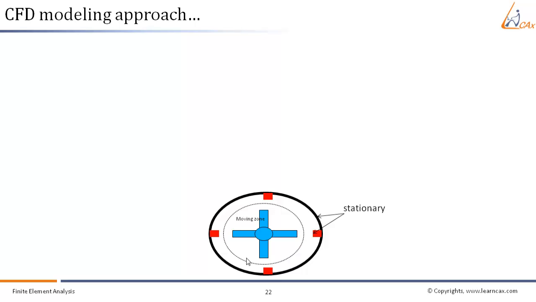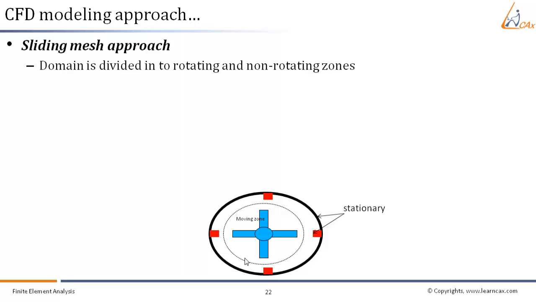The third model that we are going to review in this particular session is the sliding mesh approach or sliding mesh model. In this, the domain is divided into rotating and non-rotating zones. So we are going to consider the same problem that we considered in the earlier example, having a 4 bladed impeller rotating around this axis of rotation. There are 4 baffles which are stationary, and there is an interface which is the surface of revolution.